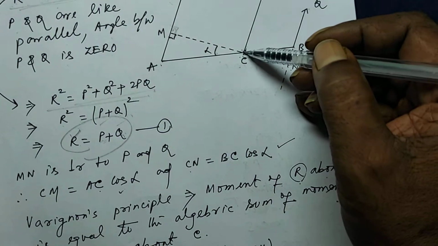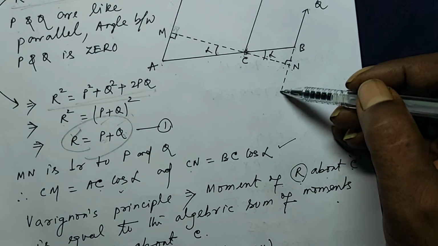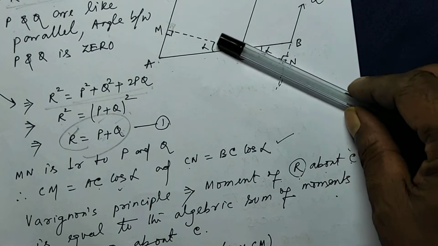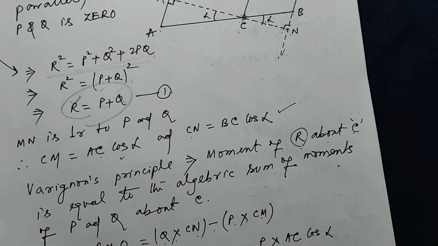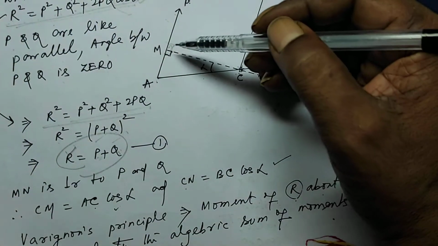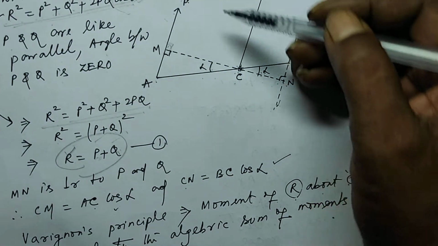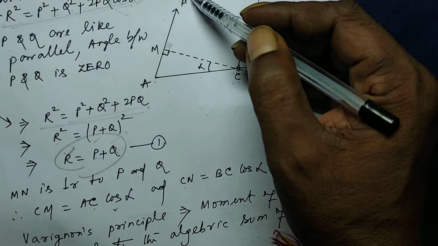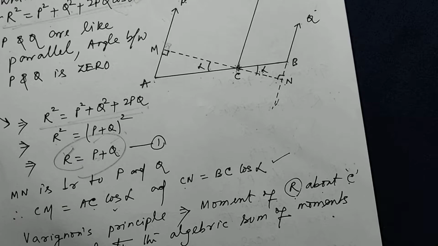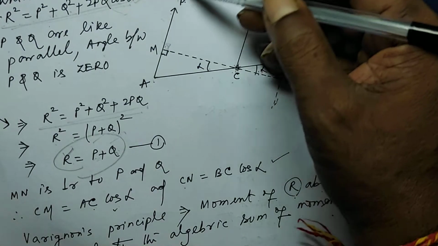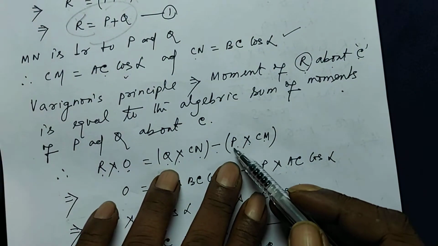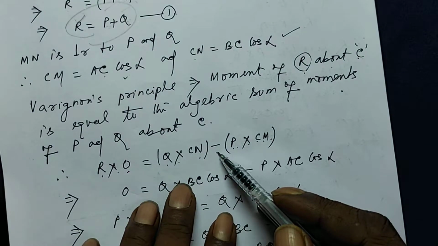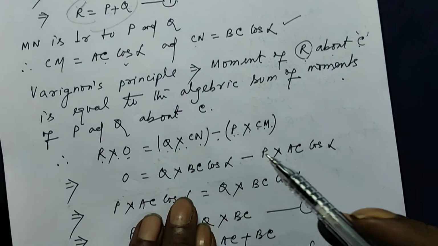Q times Cn, where Cn is the perpendicular distance from the line of action of Q. This will produce an anti-clockwise turning effect, which I have taken as positive. And the line of action of P from the point C has a perpendicular distance MC. So the turning effect, the moment of the force P about C, will be P times MC, that is P times Cm. Why have I taken it negative? Because it is clockwise, and this is positive because it is anti-clockwise.